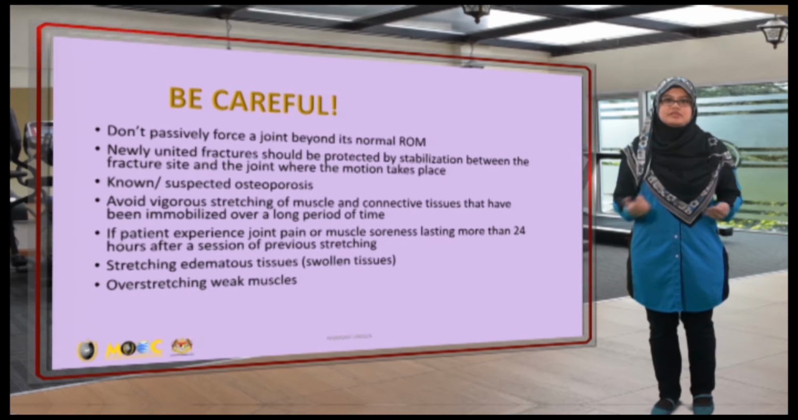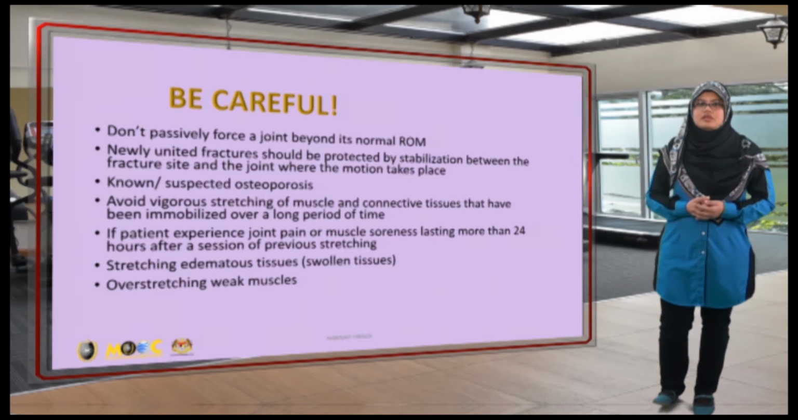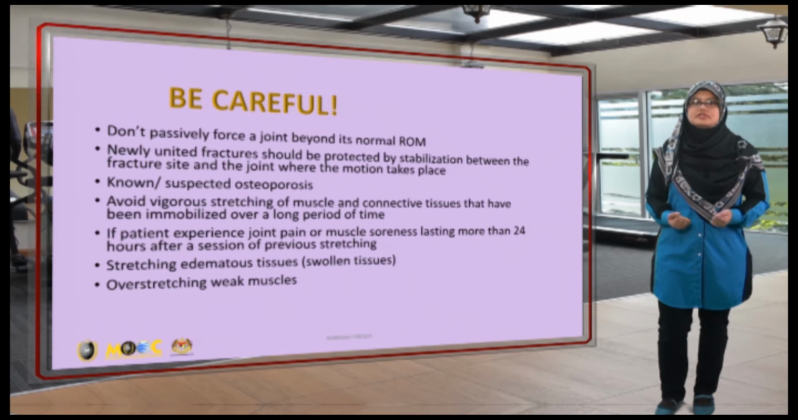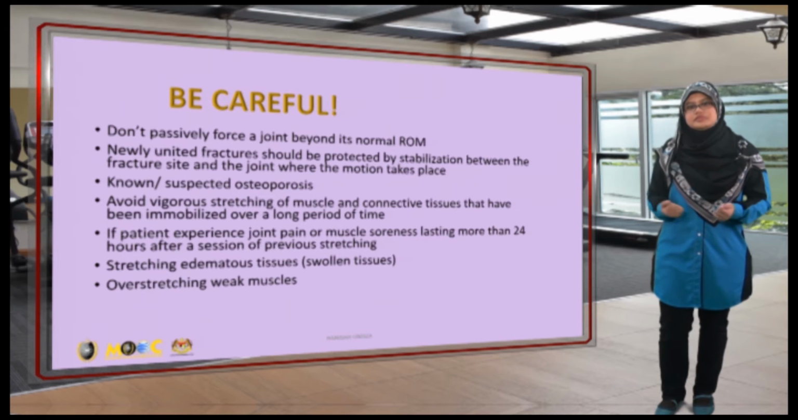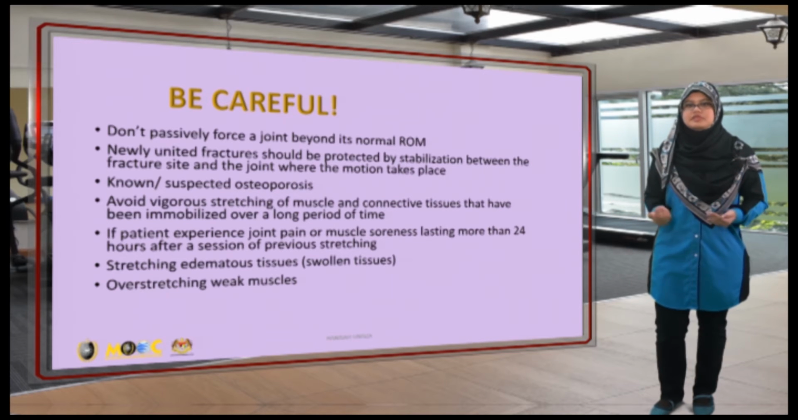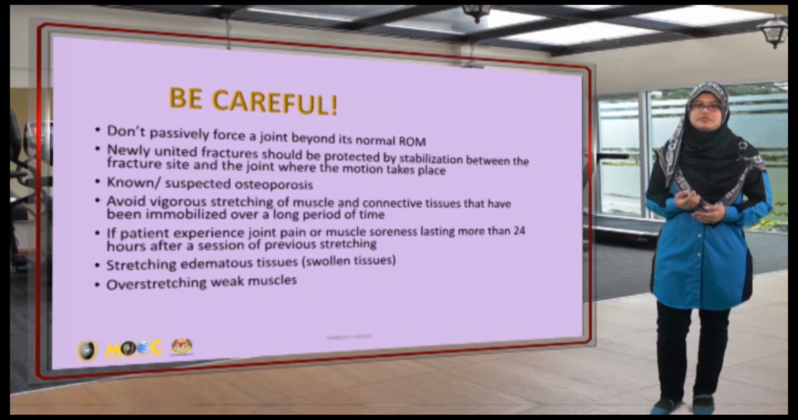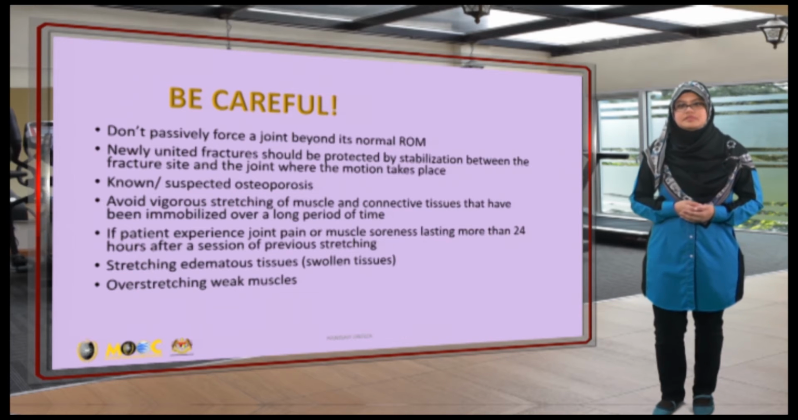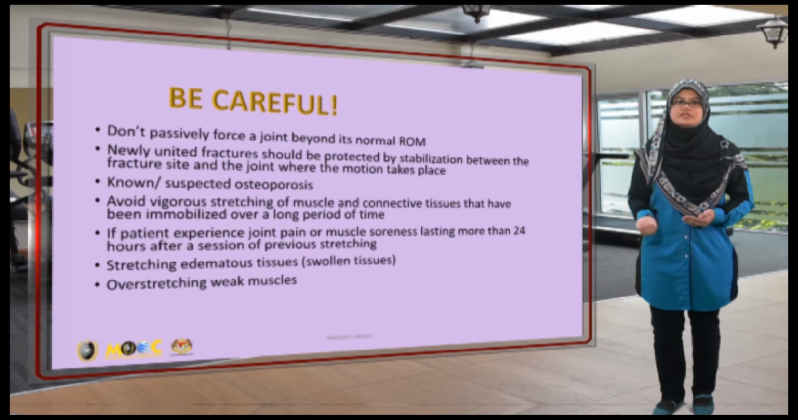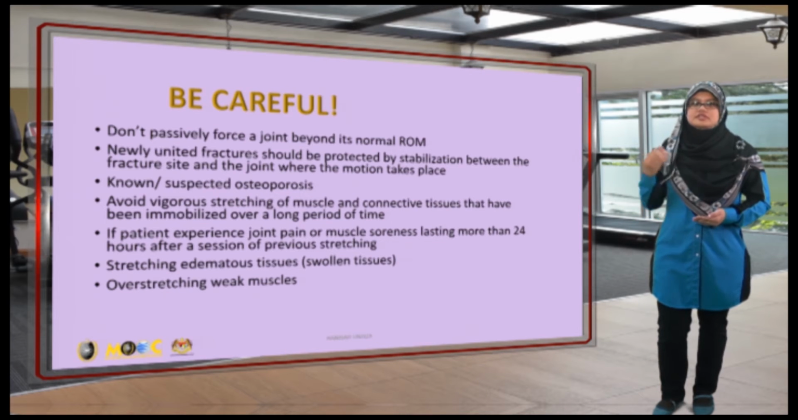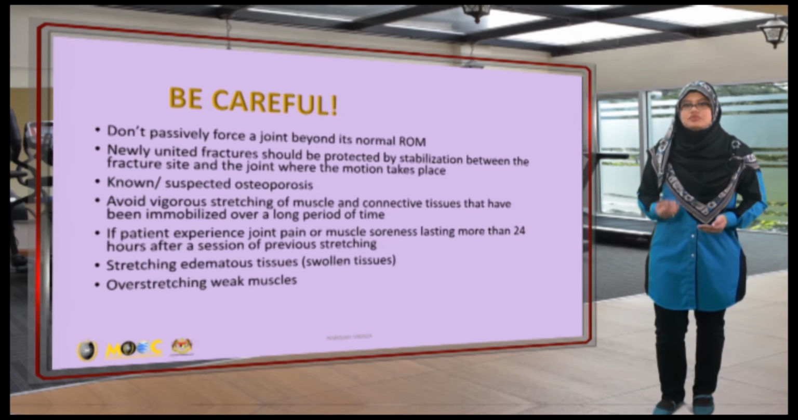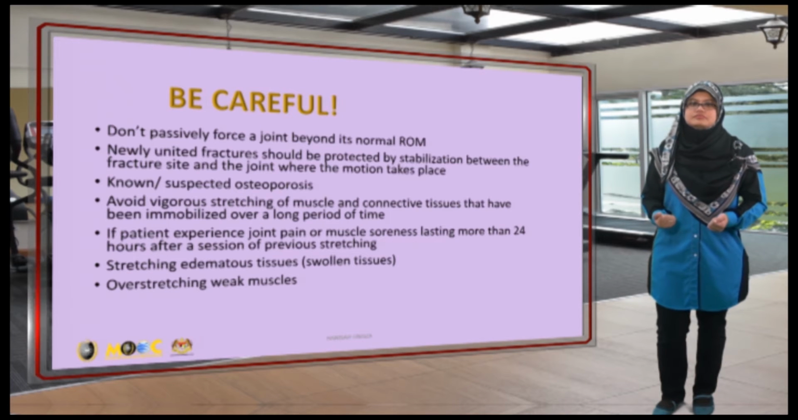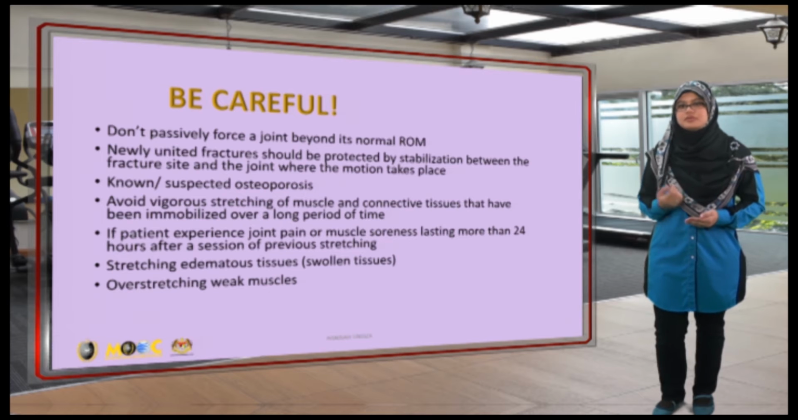Known or suspected osteoporosis. Avoid vigorous stretching of muscle and connective tissues that have been immobilized over a long period of time, for example, someone who has been in an immobilizing cast, such as plaster of Paris or POP, for 4 weeks. If the patient experiences joint pain or muscle soreness lasting more than 24 hours after a previous session of stretching. Next one, edematous tissue, which is swollen tissue, and overstretching weak muscles.